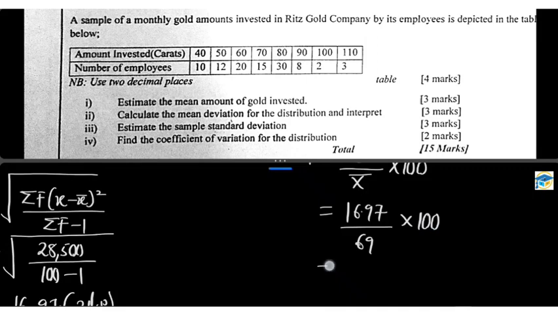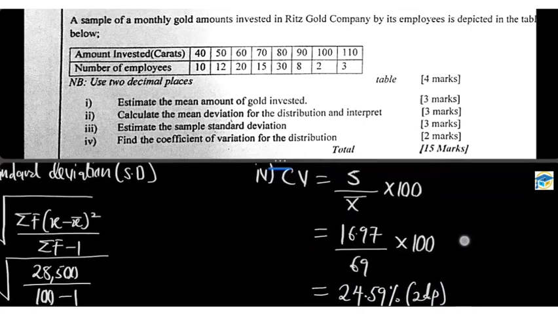So therefore, with your calculator, you should be able to arrive at, we are working in two decimal places, that's going to be 24.59%. It tells us that it should be in two decimal places, and this is how we find the coefficient of variation for a particular set of data, standard deviation divided by the mean amount. So this is where we bring an end to our question 2 for this sample data.